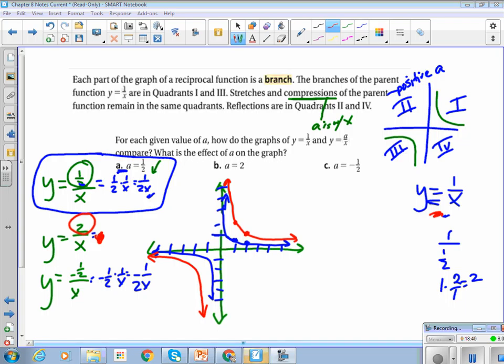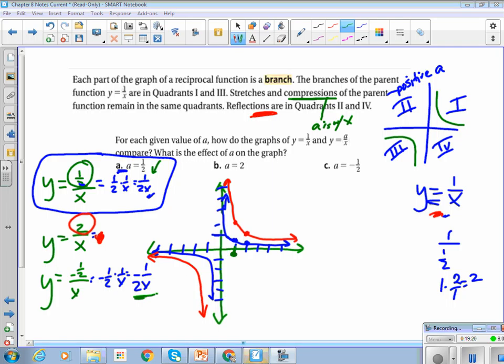Let's take a look at if my A is -1/2. I'm hoping that we get a reflection, and it's going to be in quadrants 2 and 4. So if I plug in 1, I'm going to skip my parent function now. I'm just going to look at this function here, -1 over 2 times x. If x is equal to 1, so that's this value here, -1 over 2 times 1 is -1/2. So at 1, I am at -1/2.